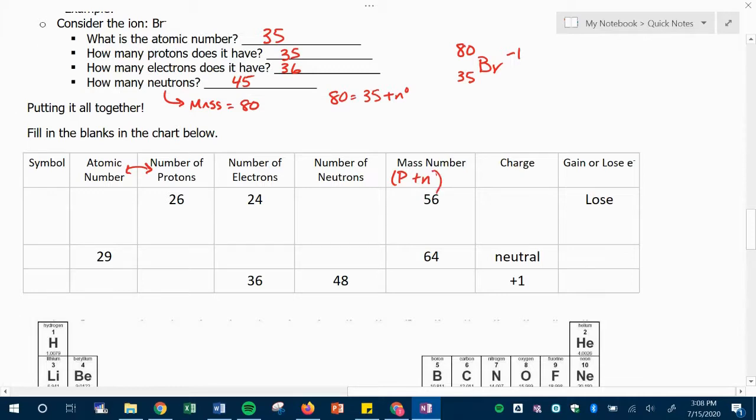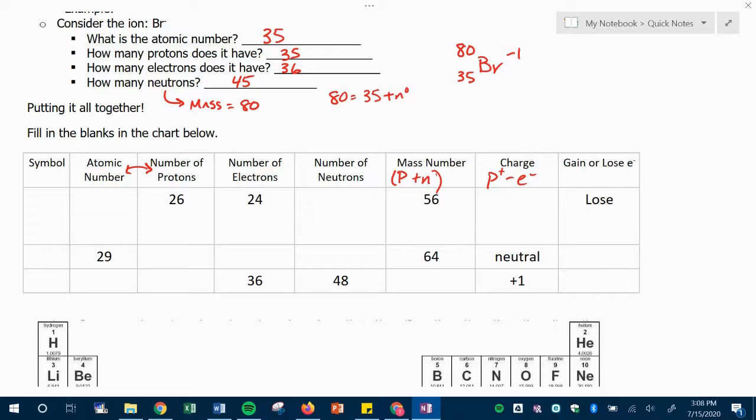Now, we talked a little bit about charge in our last example, but I didn't really give you an equation. If you're an equation person, feel free to use this. The charge is equal to the number of protons you have minus the number of electrons you have. And that'll always give you the charge. And then finally, our last question: did that element gain or lose any electrons?